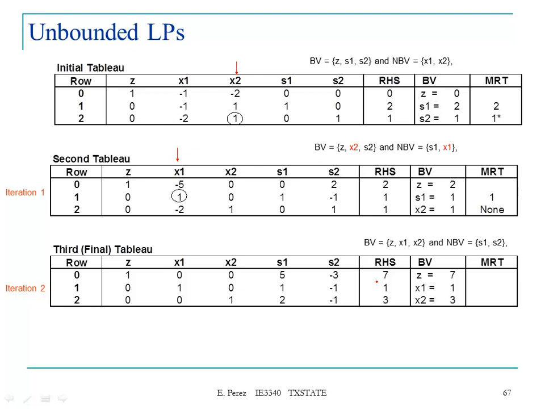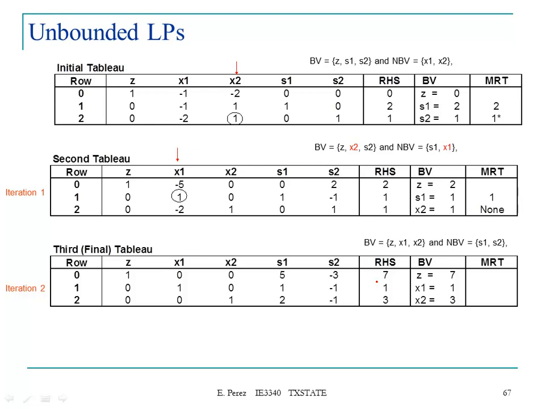Well, what happened now? You have a negative number here, and the coefficients for the first row and the second row are also negative. So there's no way that you can enter this variable because all the minimum ratio tests are going to be negative. When that happens, you say that you have an unbounded problem. So there's no specific solution. The problem, if it is a maximization problem, will go to infinity.